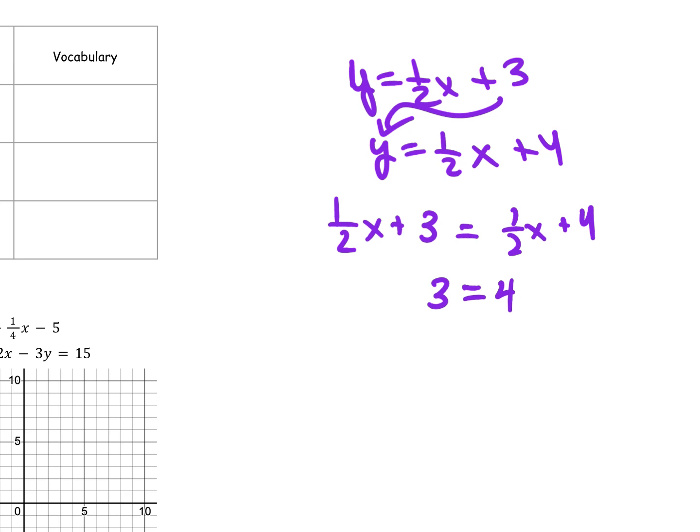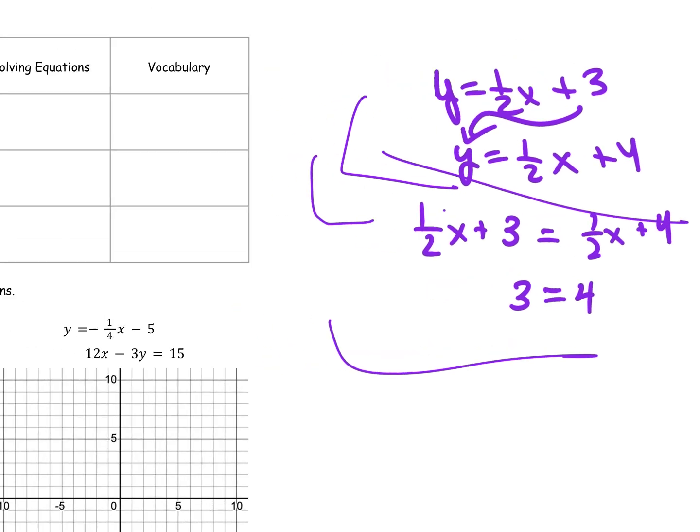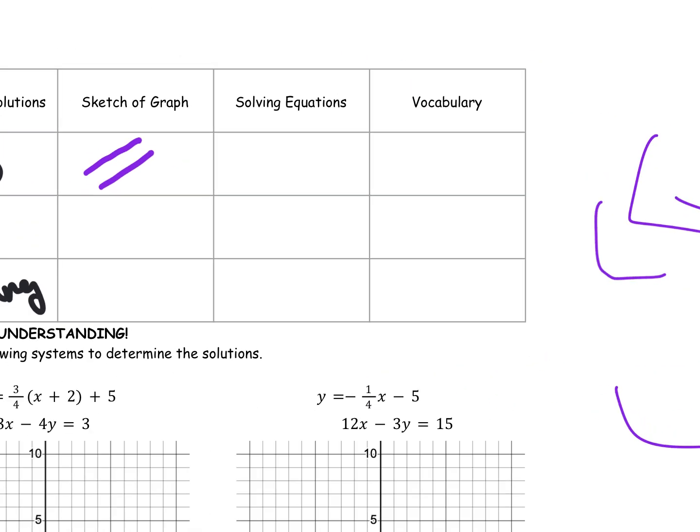3 will never equal 4, which means these two lines will never intersect. They will never equal each other. But what happens when we do this? Hold on, let's see what happens. Oh my gosh. We lost our variable, correct?